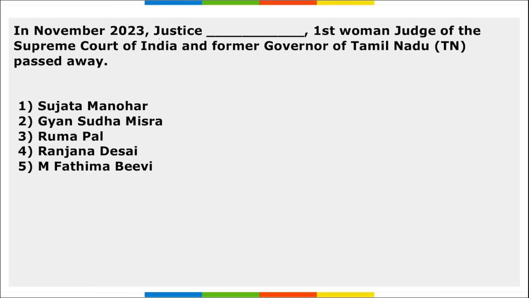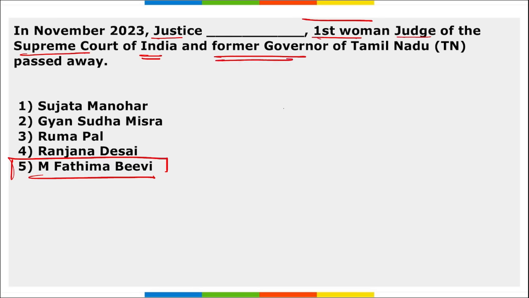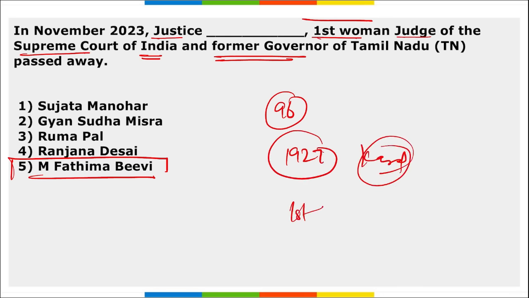Next, in November, Justice Dash, first women judge of the Supreme Court of India and former governor of Tamil Nadu, passed away. M. Fatima Bibi, first women judge of Supreme Court of India and former governor of Tamil Nadu, passed away at the age of 96 in Kollam, Kerala. She was born in 1927 in Kerala. And she was the first Muslim women judge to be appointed to any higher judiciary.